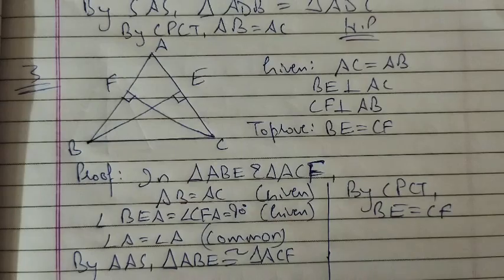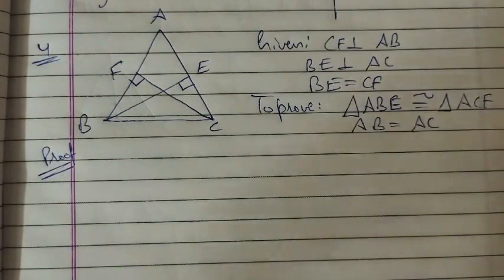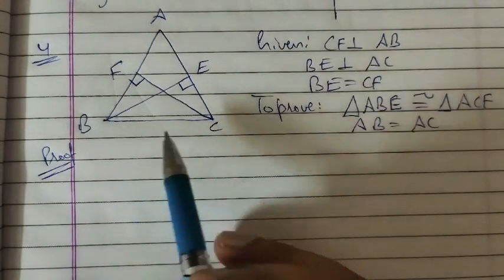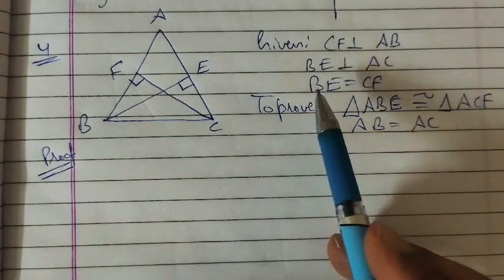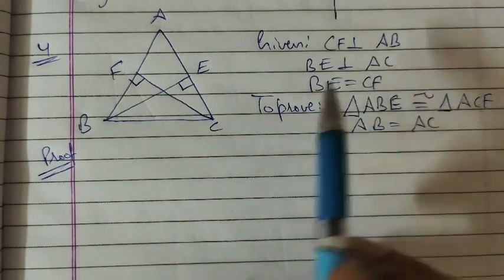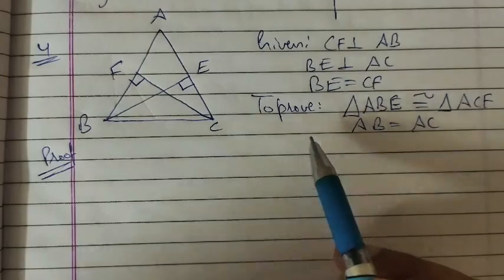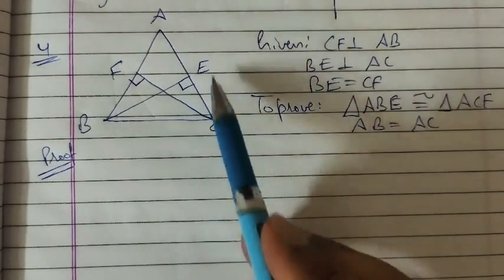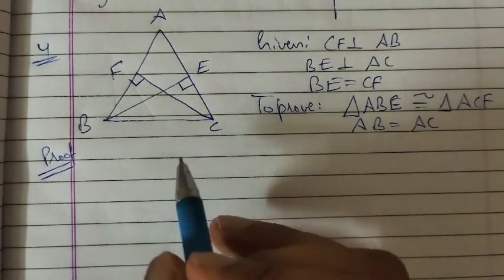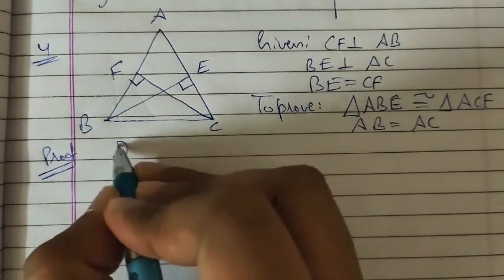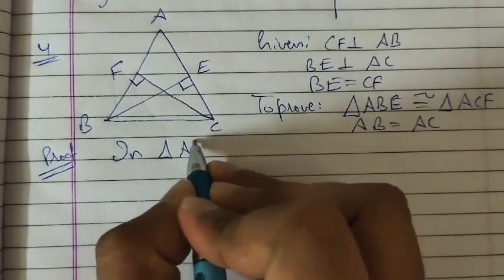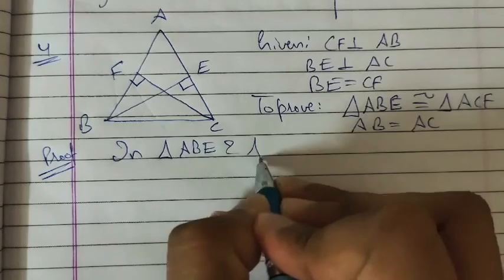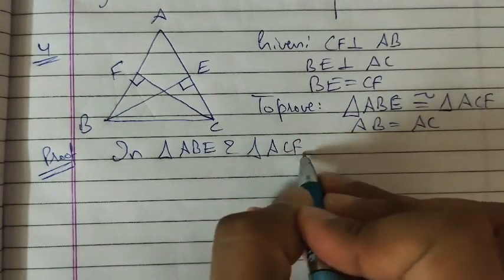So easy it is. Now this time some other information is given in question number 4. Same as question number third, but it is opposite. BE is equal to CF is given and altitudes are same. So we have to prove that ABE is congruent to ACF and AB is equal to AC. So let's start from it only. In triangle ABE and triangle ACF.